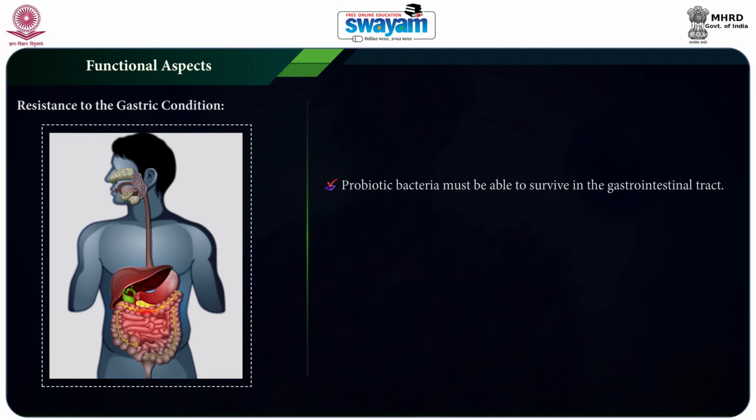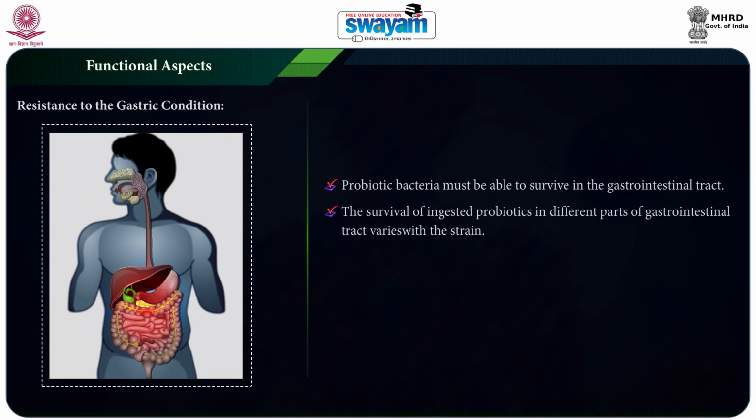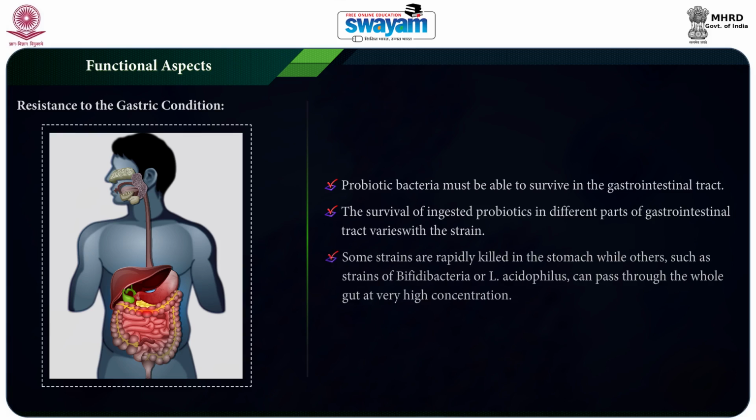Probiotic bacteria must be able to survive in the gastrointestinal tract. The survival of ingested probiotics in the different parts of gastrointestinal tract varies with the strain. Some strains are rapidly killed in the stomach, while others such as strains of bifidobacteria or Lactobacillus acidophilus can pass through the whole gut at a very high concentration.